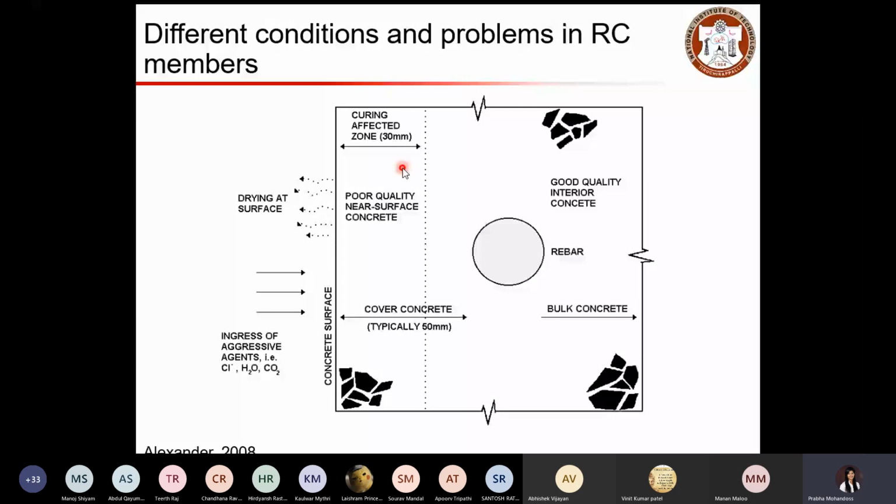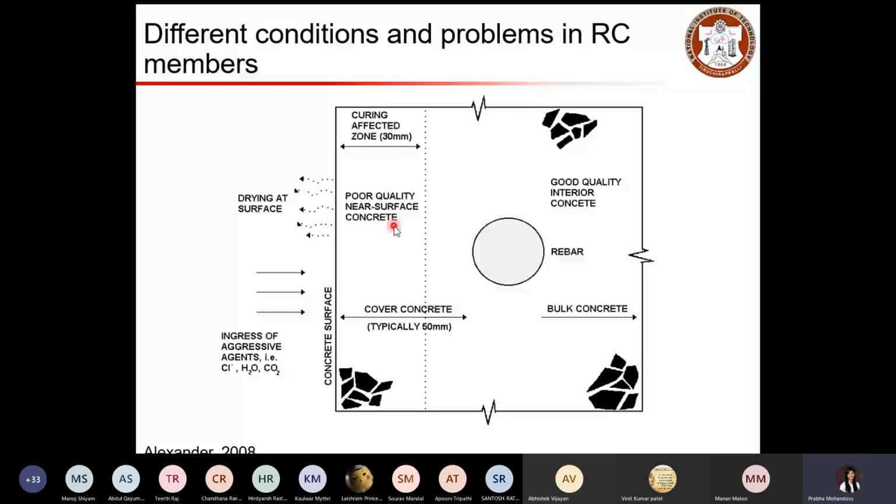So most often your surface is exposed to the atmospheric condition. So the water from your concrete during its fresh stage tends to evaporate from the concrete to the atmosphere. So you can see your water is drying at the surface. So in that case, curing plays a major role. If you are curing your concrete adequately, that prevents any water evaporation from your concrete, and that helps you to attain good quality near surface concrete.